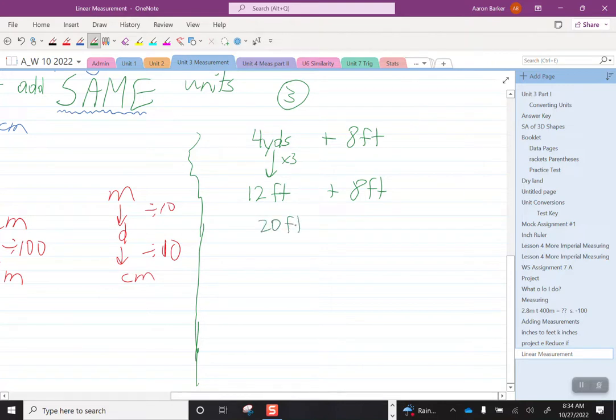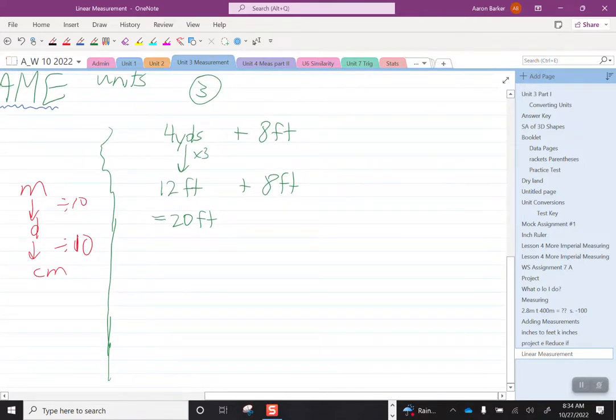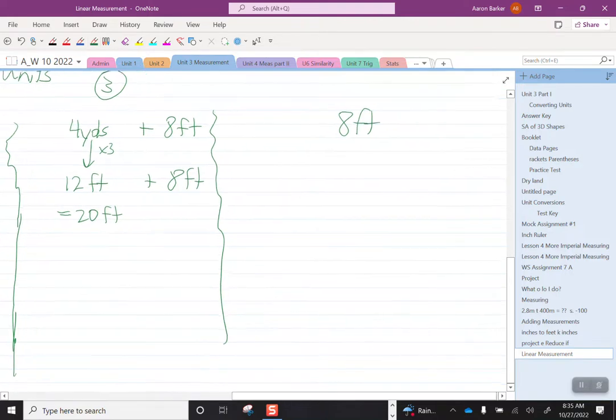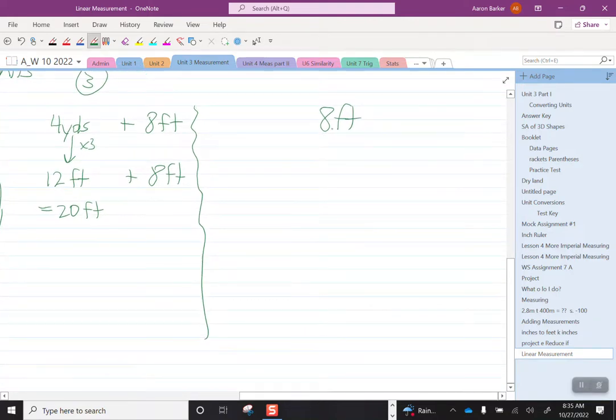20 feet. Okay? Pretty much the same, isn't it? But what if you convert to yards? If you convert to yards, now this is kind of like top end, like honors for workplace. If you convert 8 feet and you want to know how many yards that is, you would have it as a fraction out of 3.